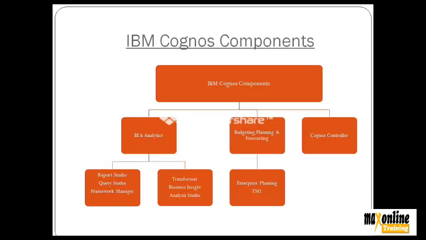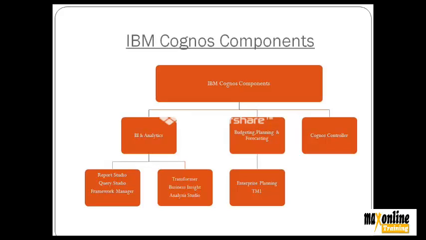So BI analytics would give you reports out of your transactional system. It has a couple of tools within that: the Report Studio, Query Studio, Framework Manager, Transformer, Business Insight, and Analysis Studio. All these are the components of the BI analytics space. But that is not of our interest. Our interest is in how we should be doing, that is, budgeting, planning, and forecasting.